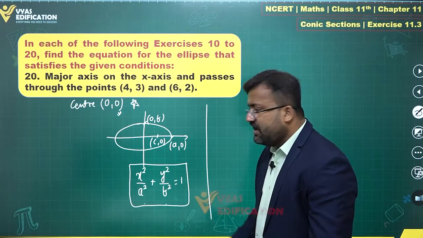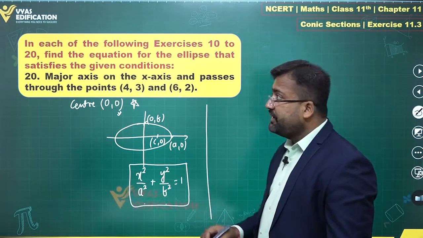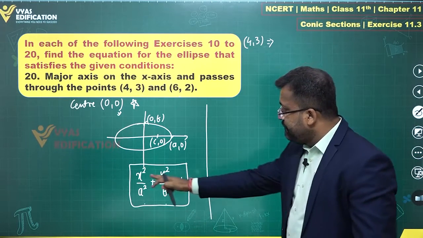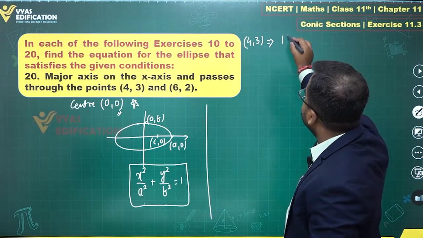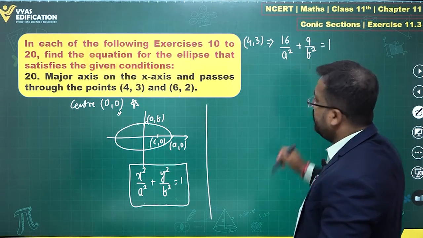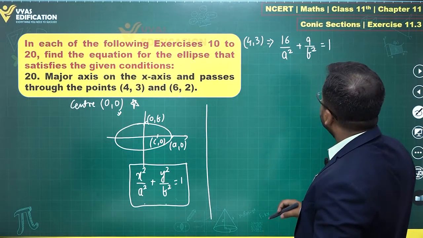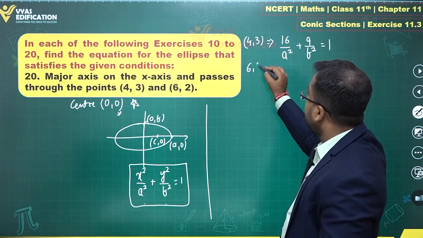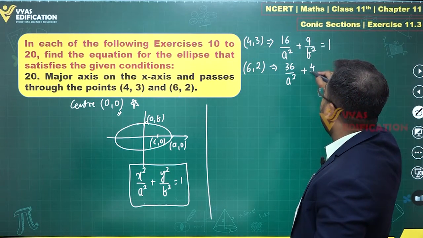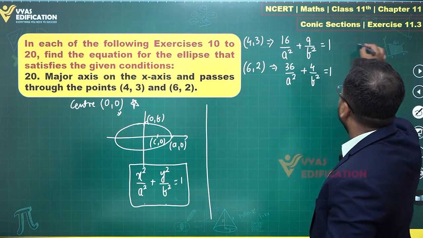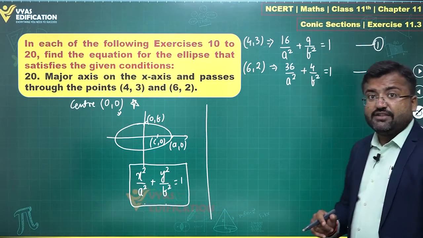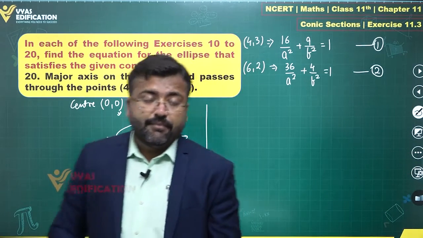So we need a and b, and for finding a and b we are given two conditions, right? 4, 3 lies on this implies that 16 upon a square plus 9 upon b square is equal to 1. This is what we have, right? What else? 6, 2 also lies on this. Therefore, 36 upon a square plus 4 upon b square is equal to 1. Okay, this is equation number 1, this is equation number 2. And let's try to find a square and b square by eliminating, right?